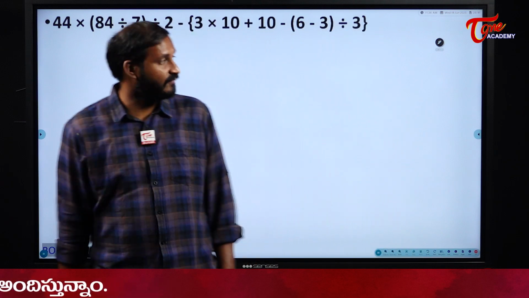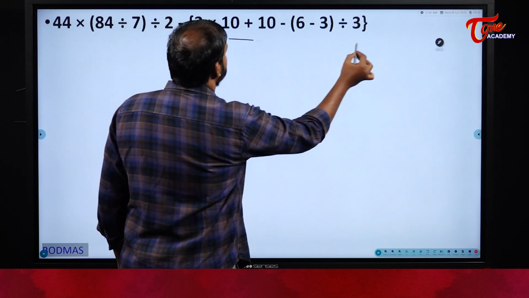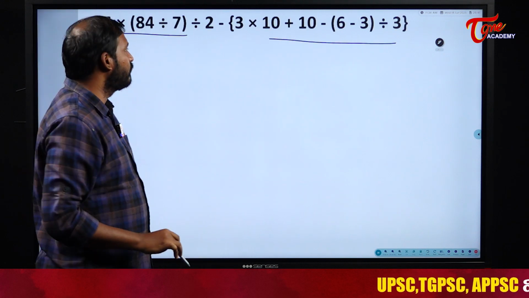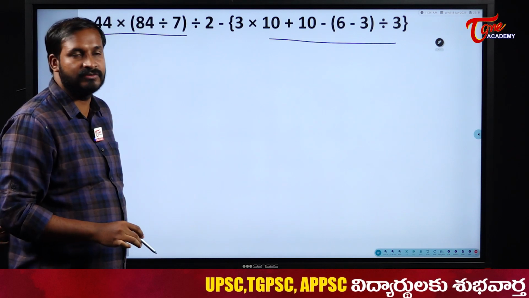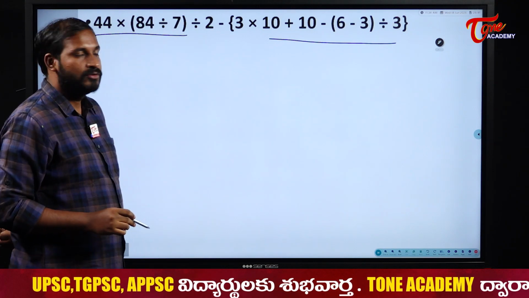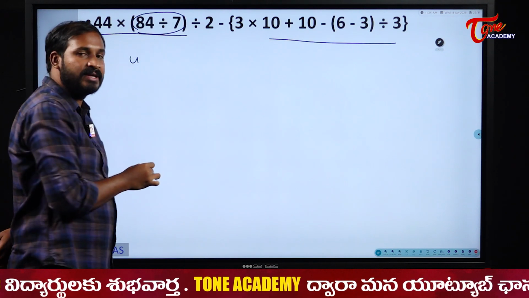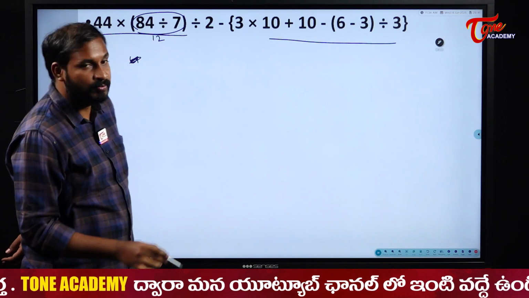Here also the same thing. First preference should be given to what? These brackets and these brackets individually. Don't think too much about this. We should give them individual importance. Now first 44 into some bracket. So what is our division? 84 divided by 7, what does it become? 12. Okay, put that aside.